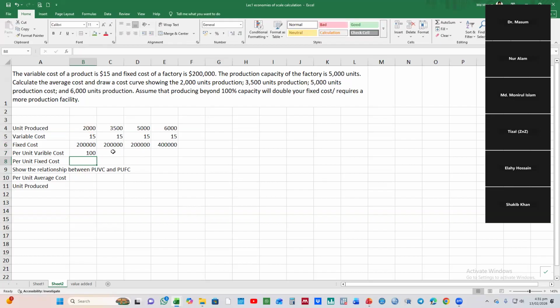When you are producing 3,500, your per unit cost is decreasing. When you are producing 5,000, it is also decreasing. When you are producing 6,000, now it is again increasing. It was a declining trend, but it is increasing because you are beyond your capacity. It was within capacity.